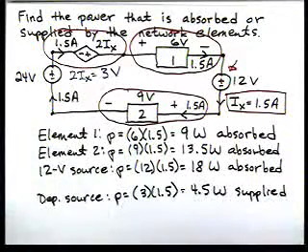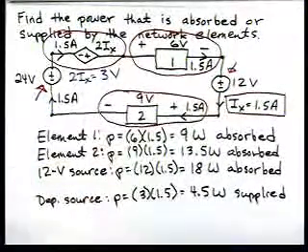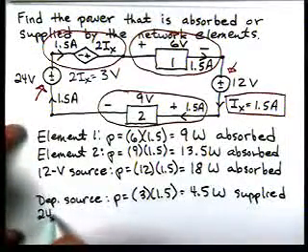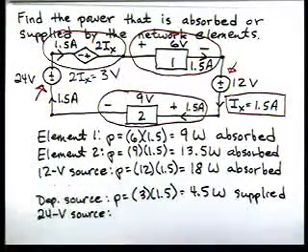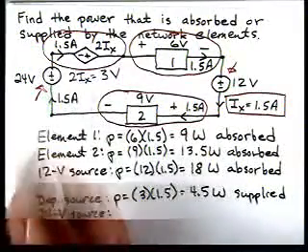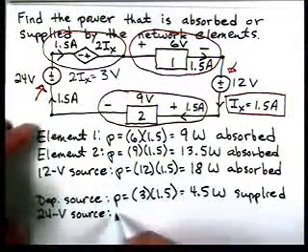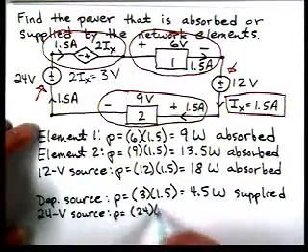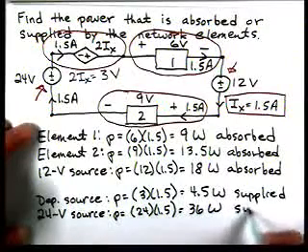Okay, and that leaves us one last element. That's a 24-volt source. Again, if we notice, current's entering the minus, coming out the plus, so it doesn't satisfy the passive sign convention. So when we multiply V and I, we're going to get the power supplied. So we'll have 24 times 1.5, which is 36 watts supplied.